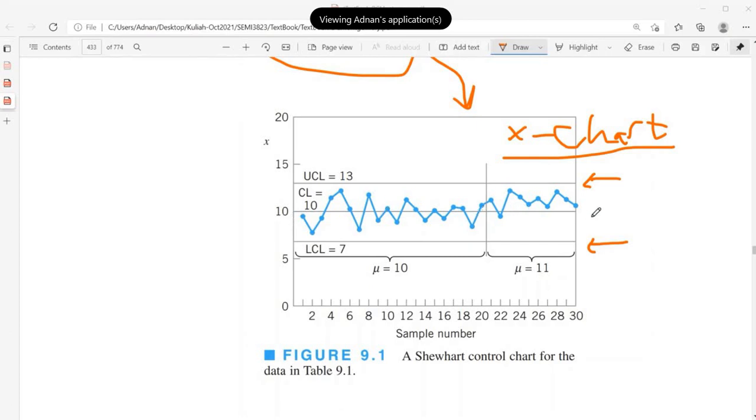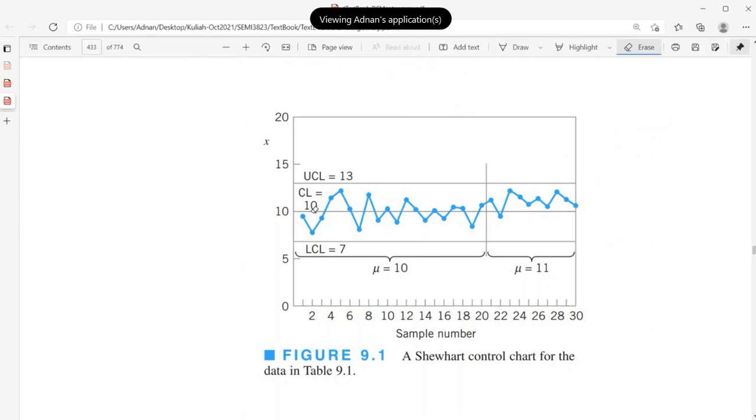Yes, the mean shifted slightly above 10. So the mean is shifted. If we don't look carefully, we don't realize this. Over this range, you can see that the mean was 10. But after this point of 20, the mean has shifted. All the numbers are above the central line. So the mean becomes 11.